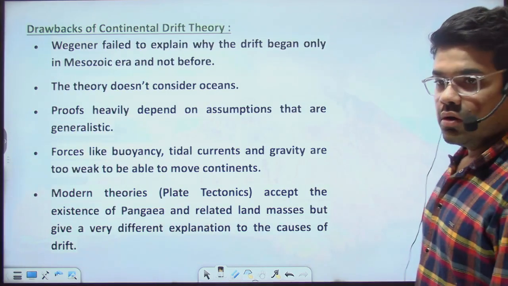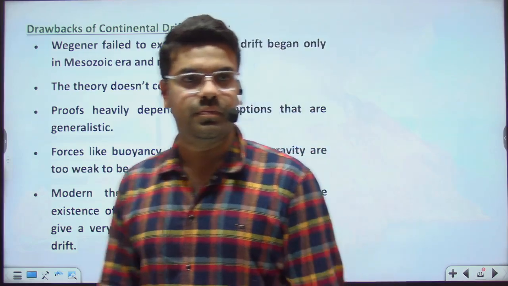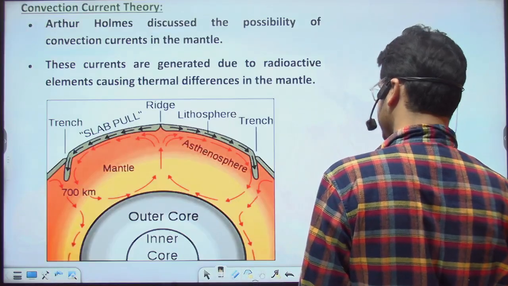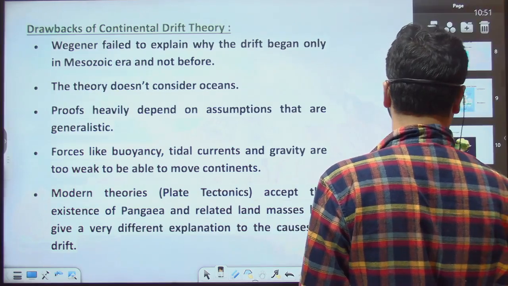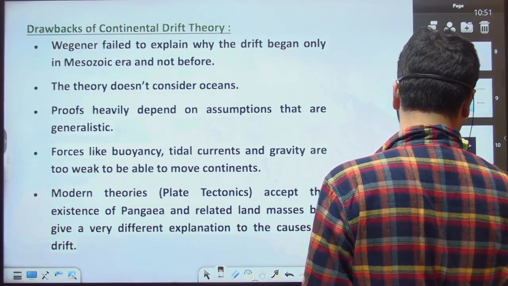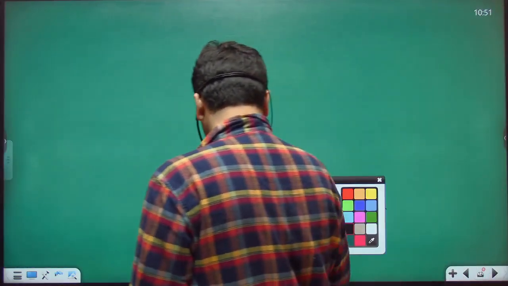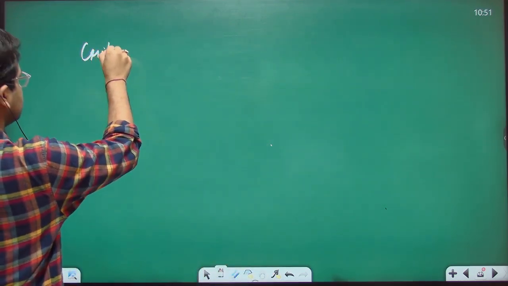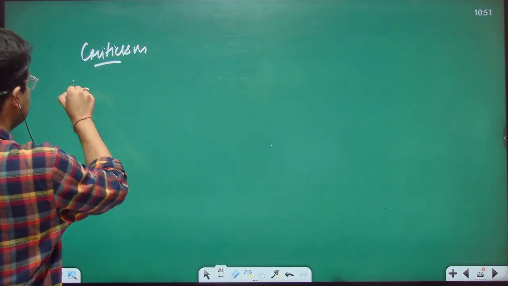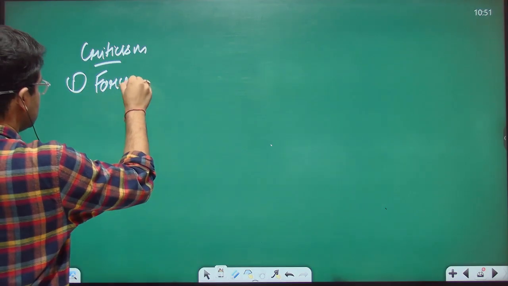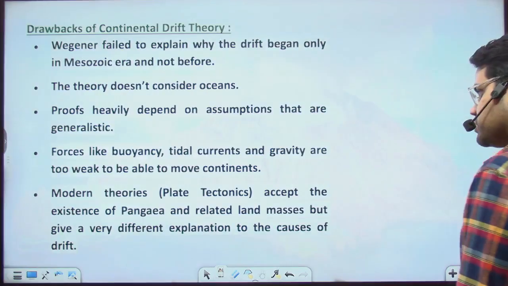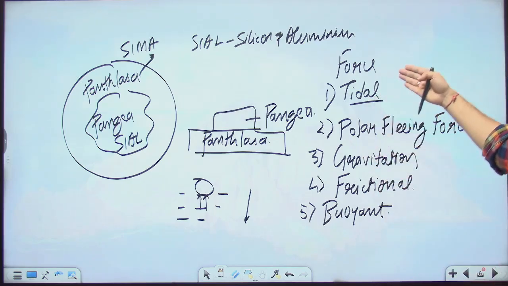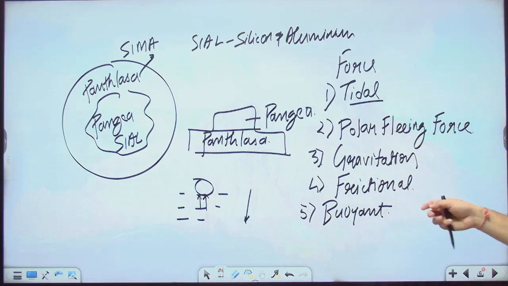Okay, first of all, the major criticism. Just let me come here. I just want to add a slide. Okay. Here it is. What do you think the first criticism of this theory is, that the forces, what are the forces? These forces that we talked about: tidal force, polar flinging force, gravitational force, frictional force.